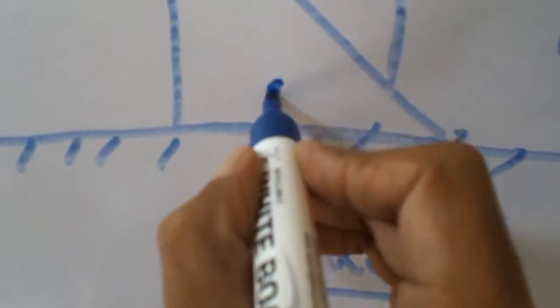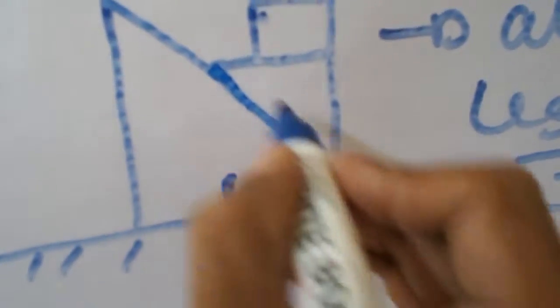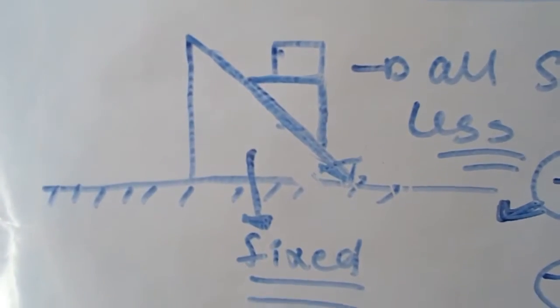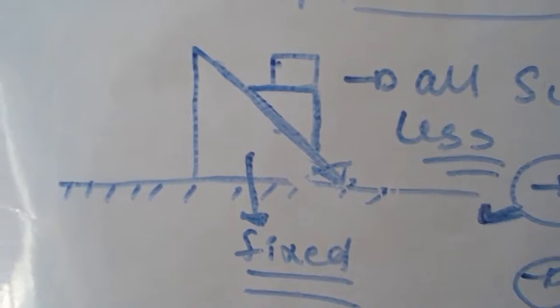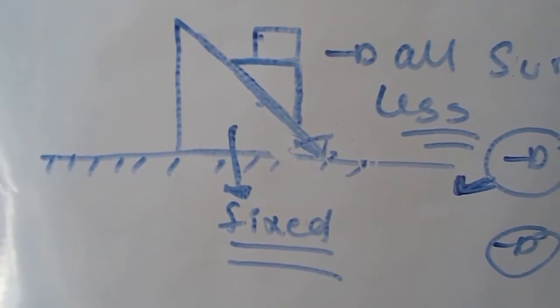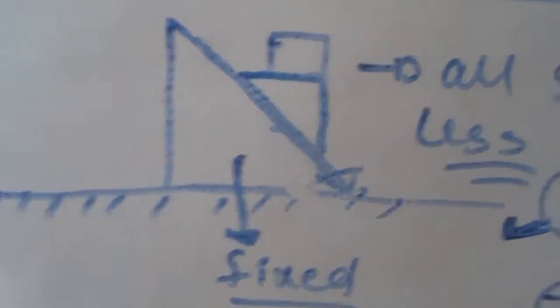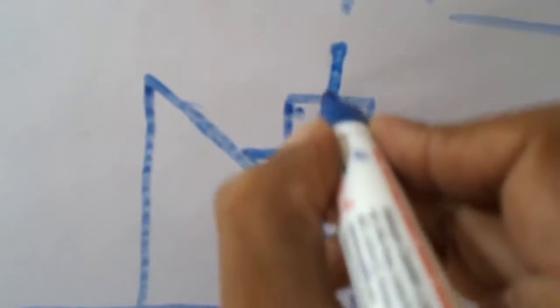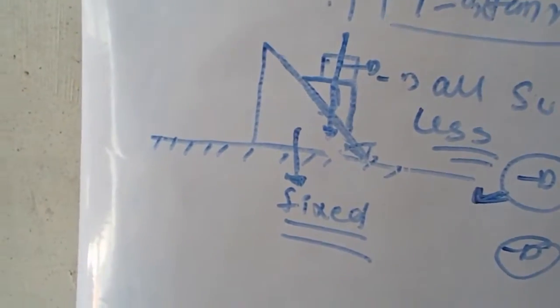So this wedge is fixed. Now this triangular block can move only along this direction, whatever happens. And this small block will move only along the vertical. So there are two constraints.